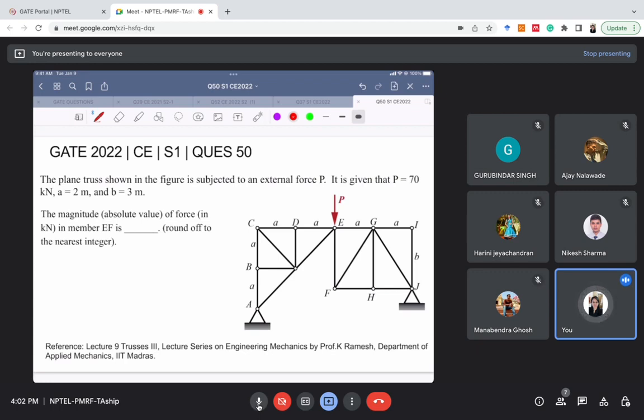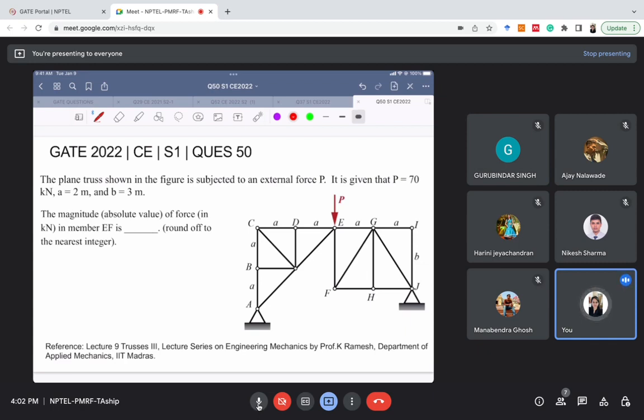Please sit with your pen, pencil, and paper so that you can do some part with me. After this problem, we'll do a practice problem too. So let's start now. So this is a question from GATE 2022, set 1, and question number is 50.